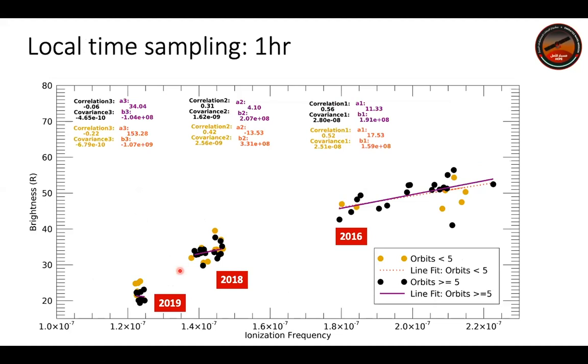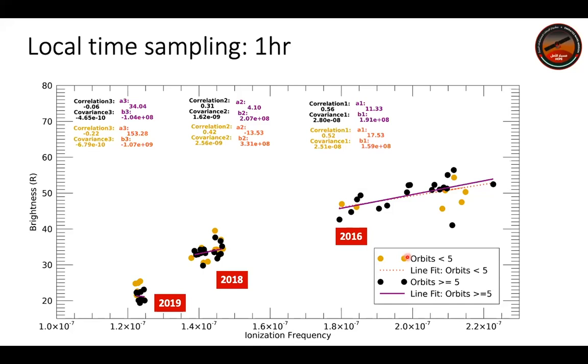Here we have a graph with a lot of data points. First, let's start with the x-axis. We have the ionization frequency, which, as I mentioned, is the representation in this research for the solar activity. And then we have the brightness for the oxygen on the y-axis. We have data points in terms of clusters. This cluster represents the 2016 data, this one is the 2018 data, and this one is the 2019. Each data point, each circle, represents a day.